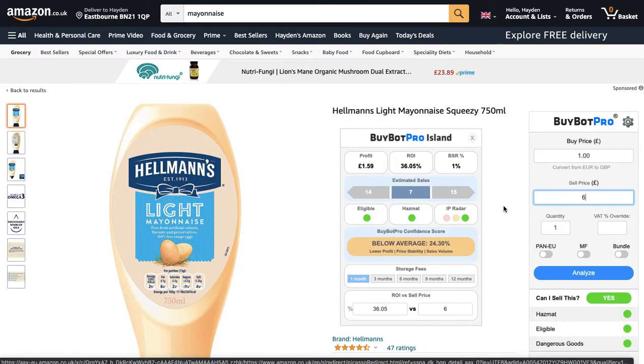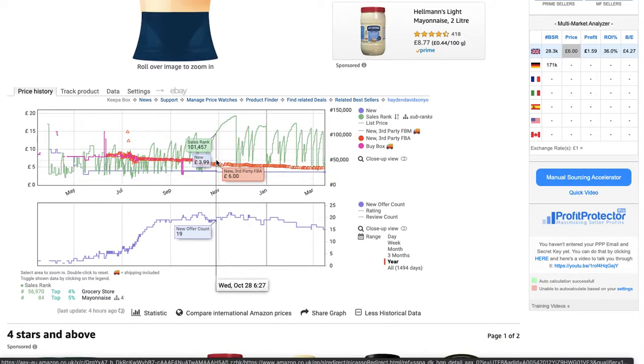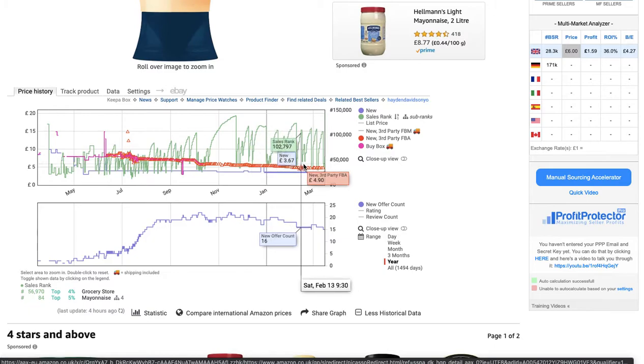Way better, 36% ROI, okay? Just from going up that tiny little bit. So I would want to sell that for £6. If we came on the listing and the price was consistently at £6, and all of this was at £6 or more, that would look good. You can't predict what's going to happen, but that would look good.